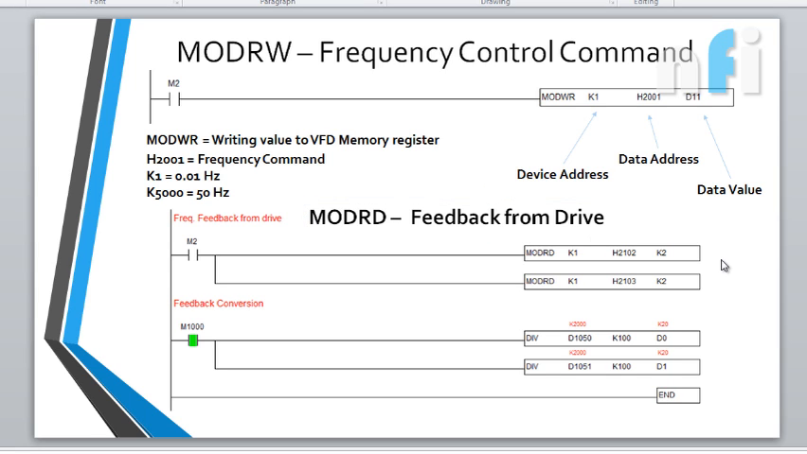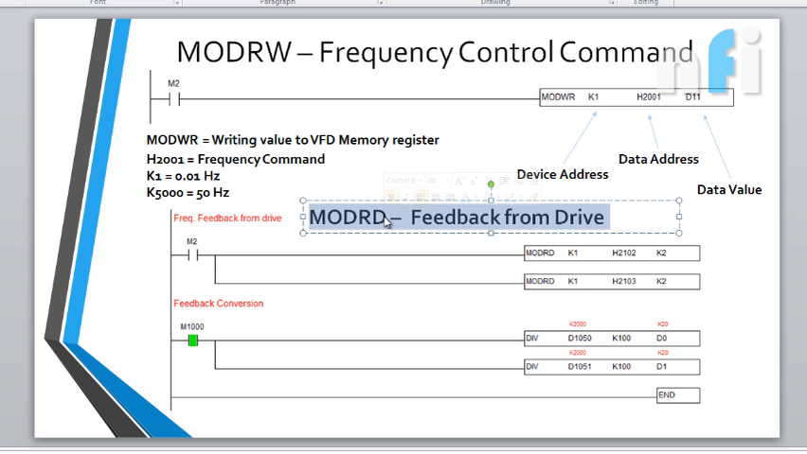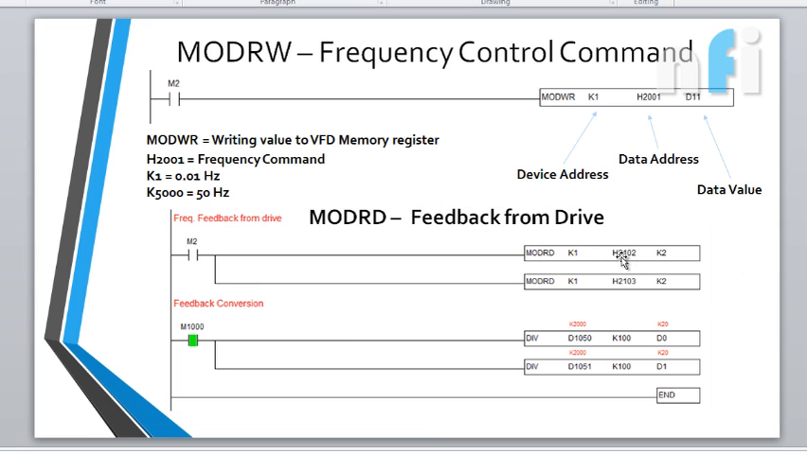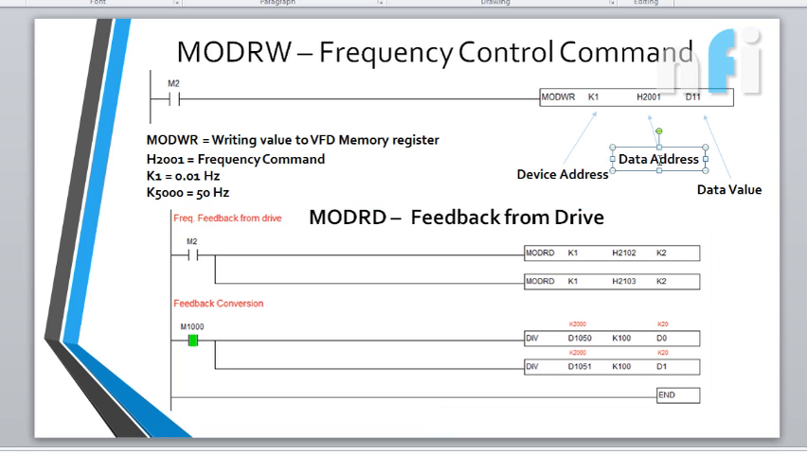For that, the command is mod read, MODRD. Now in mod read, I have taken the M2 bit. It says mod read K1 H2120. Now H2120 is my command frequency. I haven't written it here, so let me just highlight this one. That is my command frequency, the frequency which I have commanded to my drive.